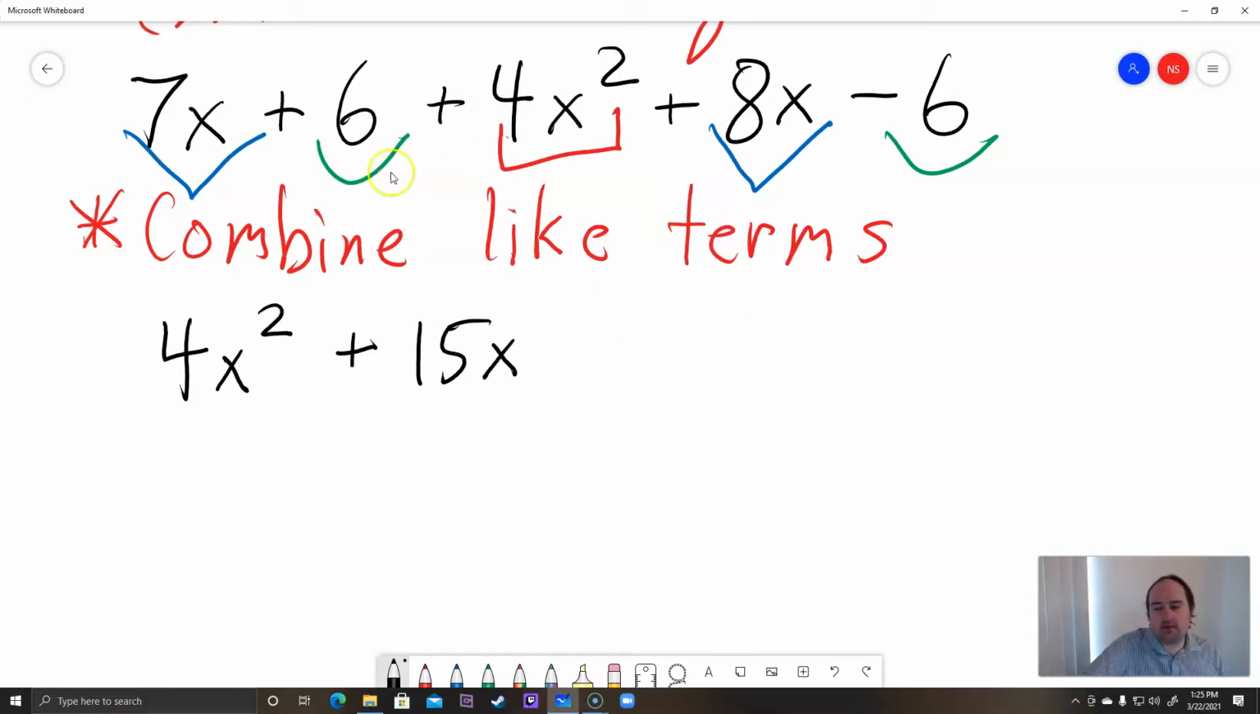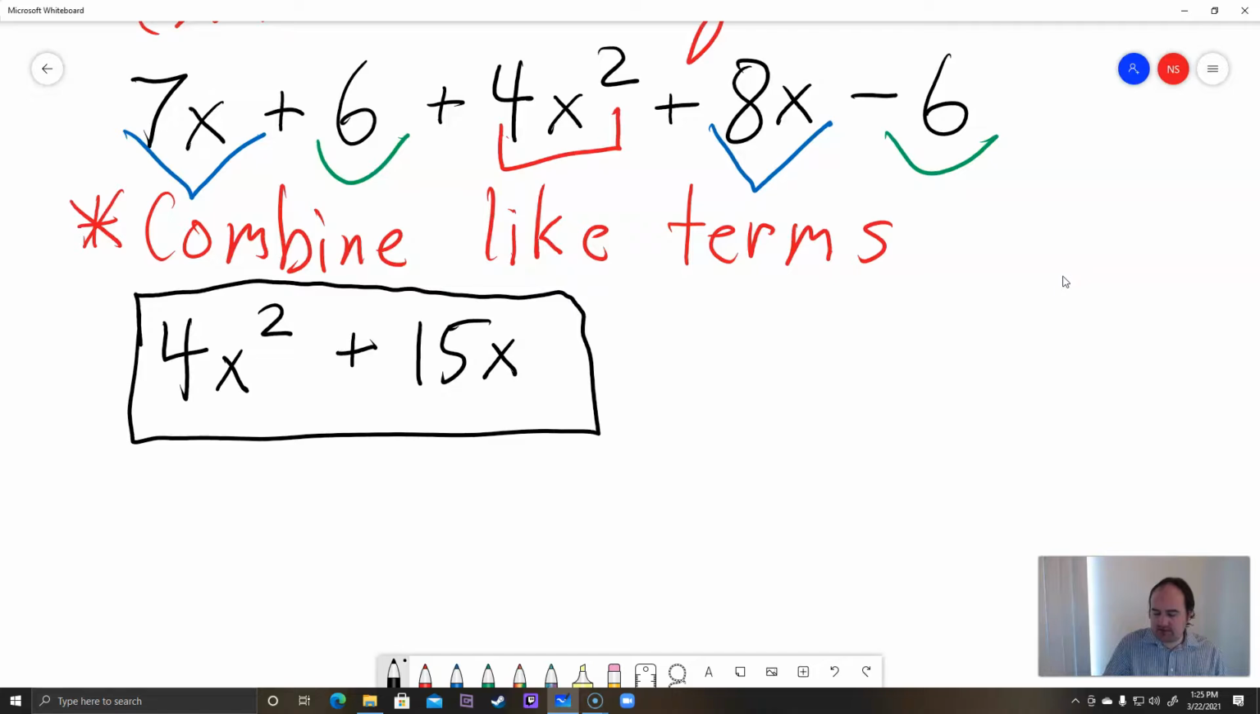Then the smallest power is the constants. They don't even have a variable. And 6 minus 6 is 0, so we have plus 0 here. But of course, any number plus 0 is the number, so we don't write plus 0 in our answer. I'll erase that. Our answer is going to be 4x squared plus 15x. Pretty cool, huh?